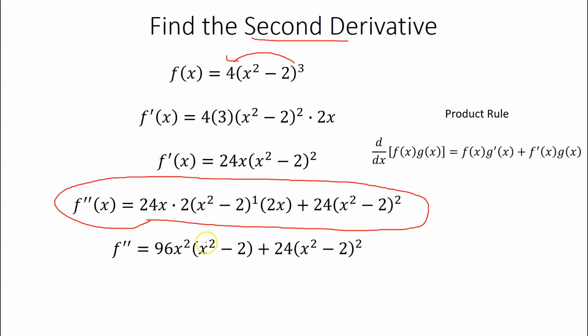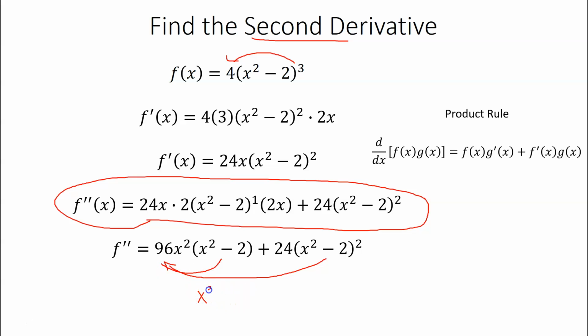Oops, let me go back to that real quick. So I'm going to stop here and simplify there. You might actually see this in the back of the book. They might factor these x squared minus 2 expressions out. I didn't, but that would be something you could do.